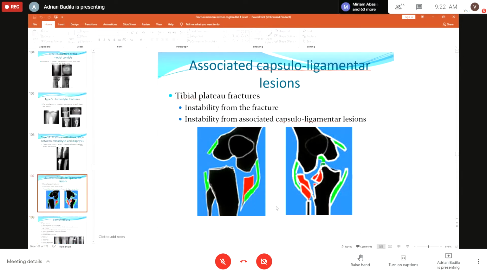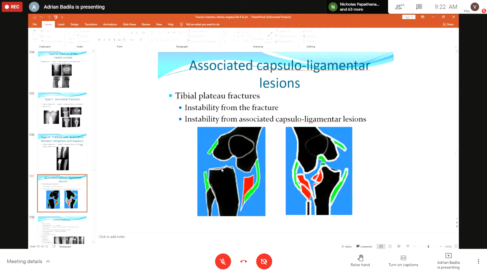As I said, this fracture is at the level of the knee. The knee means bones, the femur and the tibia, but means also other soft tissue structures. The instability of such a fracture can be due to the fracture, but it can also be a consequence of the associated capsuloligamentar lesions.